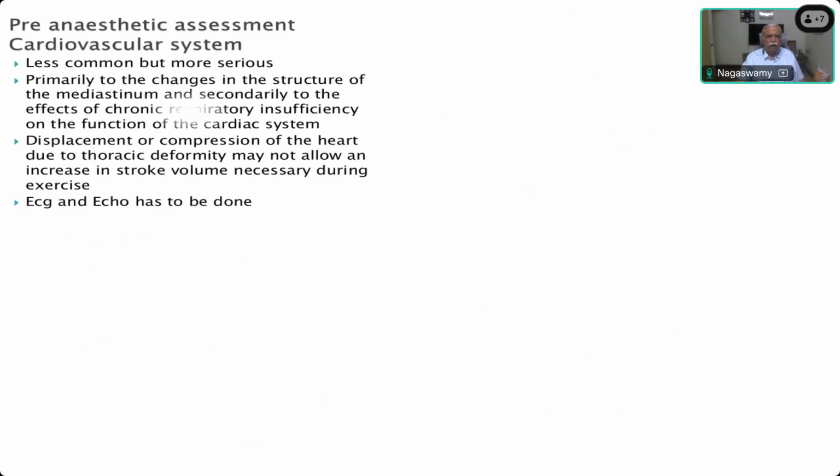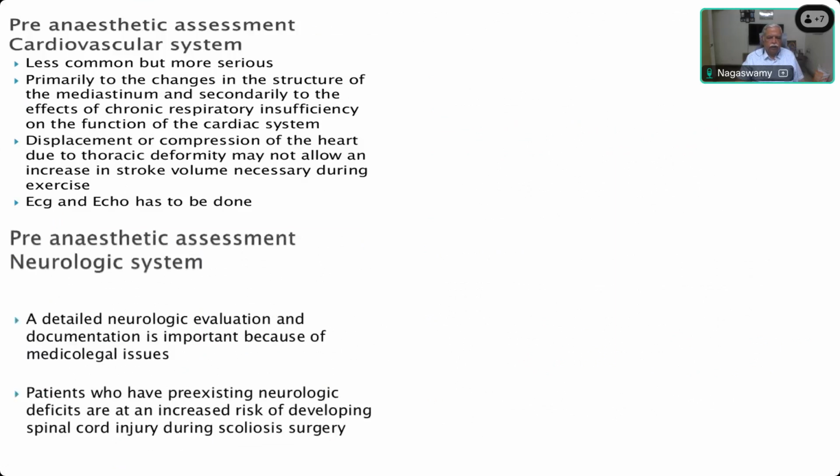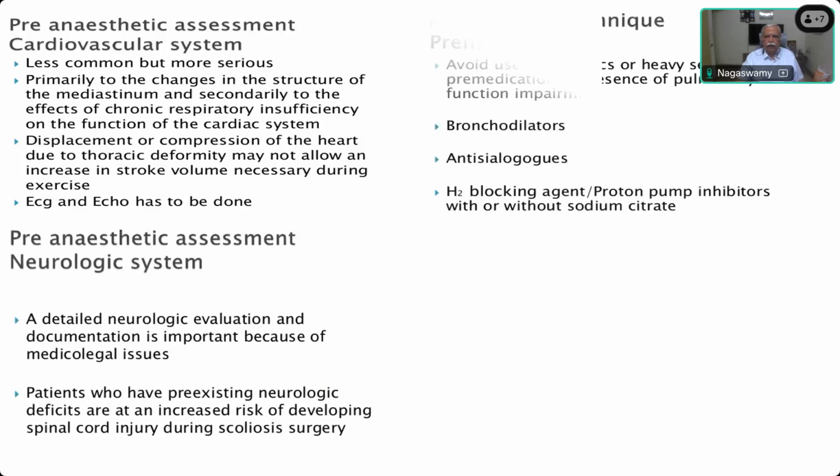In the cardiovascular system, less common but more serious changes can happen, and they are mostly secondary to the respiratory effect, by developing pulmonary hypertension and going on to right heart failure as stated. And detailed neurological evaluation is very important, and documentation also is very important, as I said earlier.